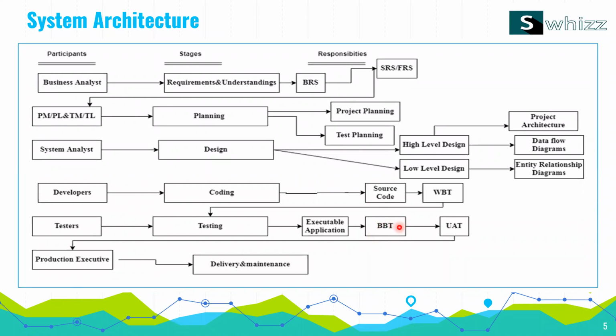Later, once system testing is done, what is the next level of testing? User acceptance testing. First white box testing, later black box testing, later user acceptance testing. This is the final testing, where we show the results the customer is expecting. Once we have passed user acceptance testing, we are ready, and the production executive will plan for the delivery and deployment. Then the application is delivered, and then comes maintenance.